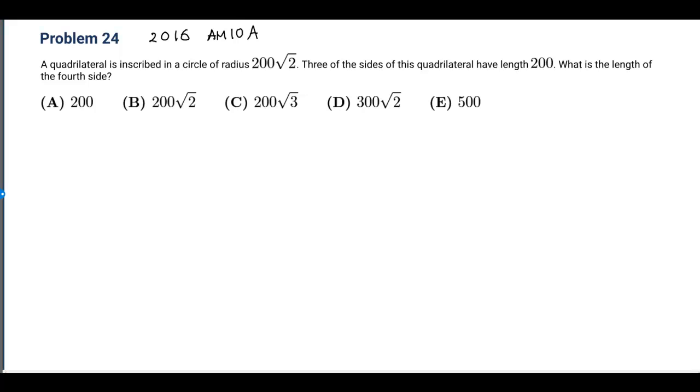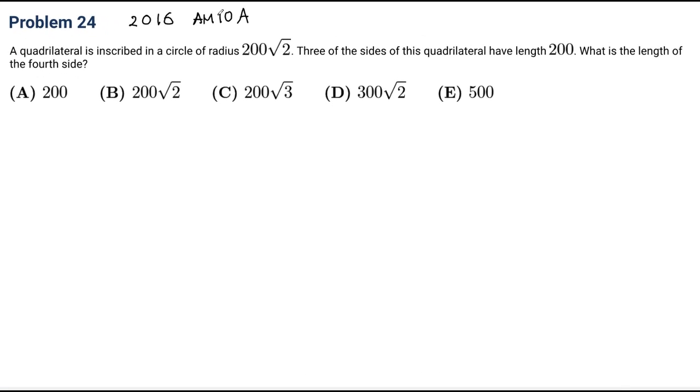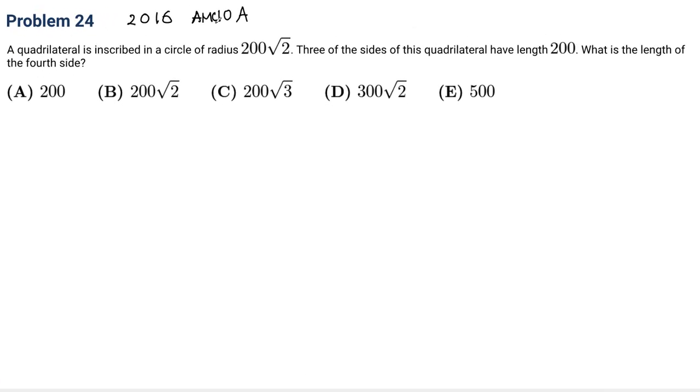This is 2016 AMC 10A, number 24. Okay, so now let's figure out the figure, right? How it looks like. So we have a circle with radius 200√2.